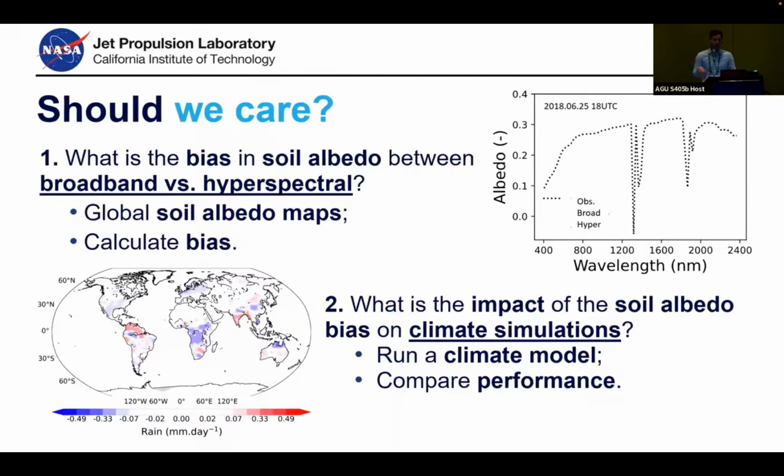So the first question is, how much do we gain by going hyperspectral in our Earth system models? I follow up with 2 questions. The first one is, what is the bias in soil albedo between the broadband and the hyperspectral cases? To do that, we had to develop a hyperspectral soil albedo model globally, which was not available. The second question is, if there is a bias, what is the impact of the soil albedo bias on actual climate simulations? So we have to run a climate model and compare the performance.